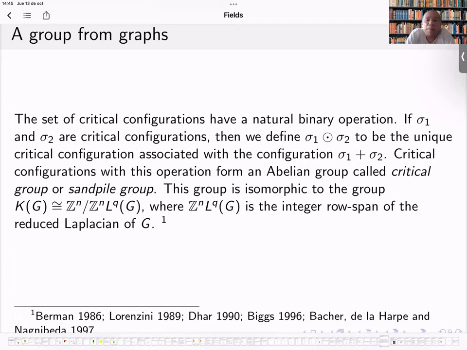I'll mention something related to the chip firing game: the critical group. If you have two critical configurations, you can define a binary operation by assigning to them the unique critical configuration corresponding to summing the two configurations entry by entry. This operation gives the critical configurations the structure of an abelian group, called the critical group or the sandpile group. You can also construct it as isomorphic to the integer row span of the reduced Laplacian. This group was introduced in several different contexts by Berman, Lorenzini, Dhar, Biggs, Bacher, de la Harpe, and Nagnibeda.